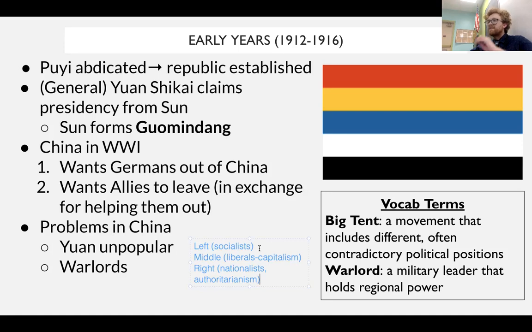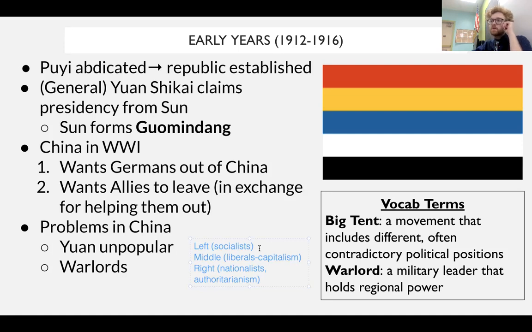We are going to see a very unpopular dictatorship. Yuan suspends parliament. He suspends the Chinese Republican government. He's going to suspend a lot of liberal political freedoms, freedom of speech, freedom of assembly, freedom of press, all those wonderful First Amendment things.